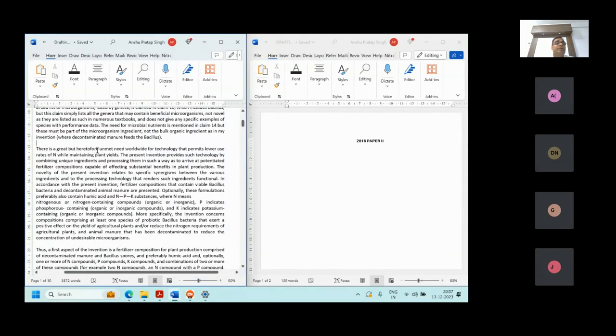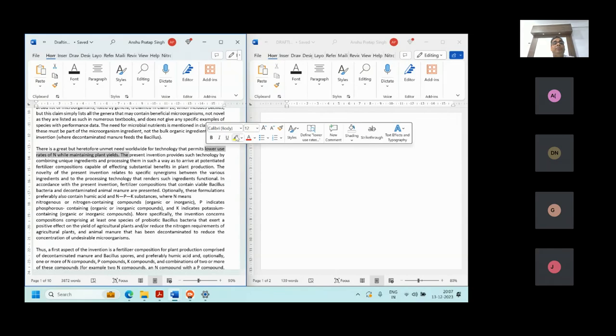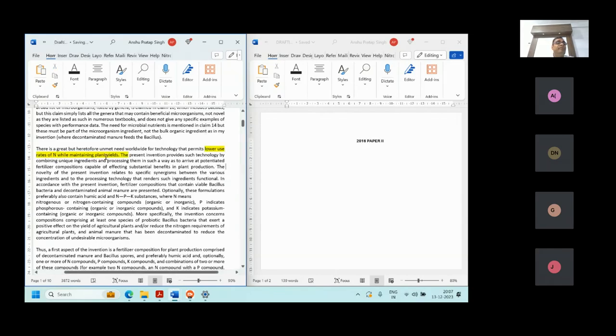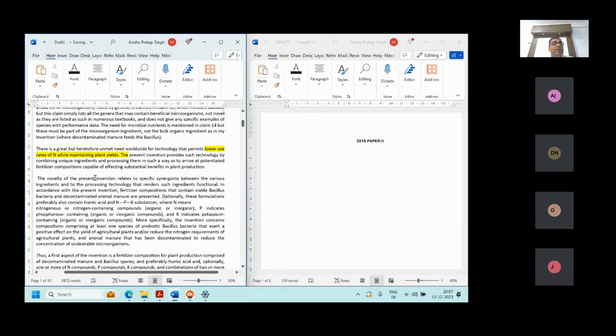There is a great, but heretofore unmet worldwide need that permits lower use of. So what he's talking about is also an objective, and he's getting his lower use rate of nitrogen. The present invention provides such technology by combining unique ingredients, processing them in such a way to arrive at the potential fertilizer composition. Till now, you have not found the invention yet. The novelty of the present invention relates to specific synergism between the various ingredients and the process of technology and such ingredients. Okay. Again, we have not found the invention yet.